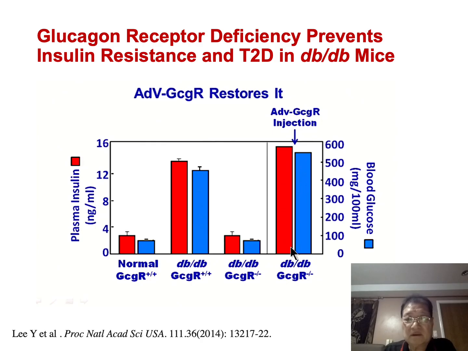And when they injected adenovirus containing glucagon receptor to bring back the glucagon receptor, the mice developed a similar pattern to insulin resistant mice, with blood glucose approaching 600 and insulin level sky high. So this animal experiment showed that glucagon receptor deficiency prevents insulin resistance and type 2 DM in db mice, and injecting it back with an adenovirus glucagon receptor restores the insulin resistance. So the study tells us that glucagon action is required in type 2 DM.